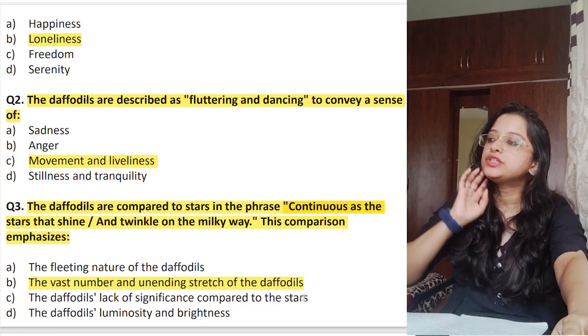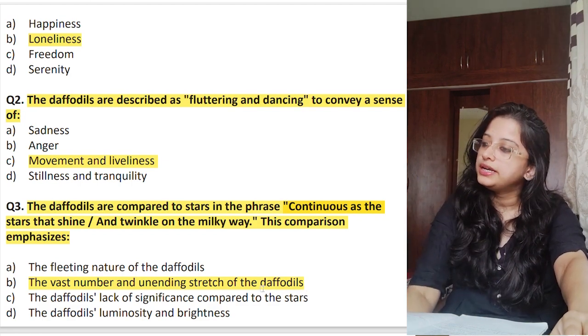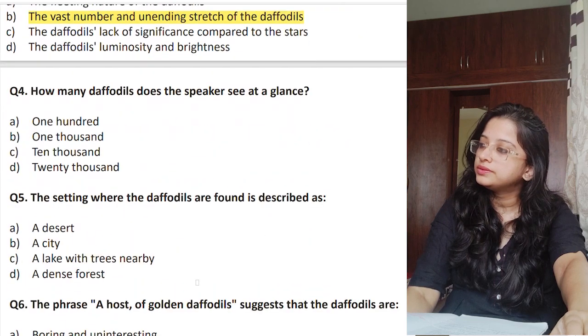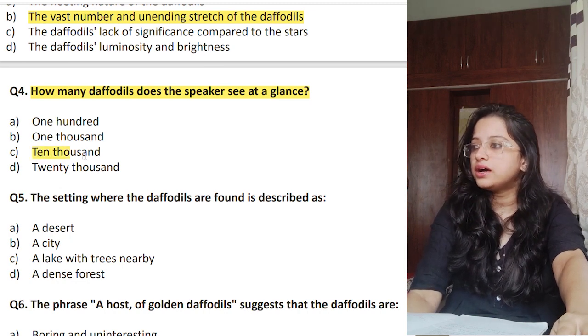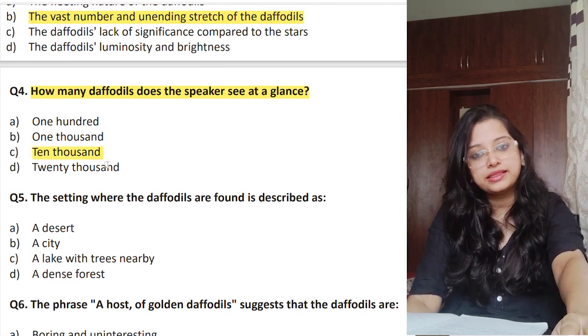Alright, I hope question number 3B is clear to you. Next we will move to question number 4. How many daffodils does the speaker see at a glance? It's as simple as that. Directly we will say, 10,000 saw I at a glance. So it will be 10,000.